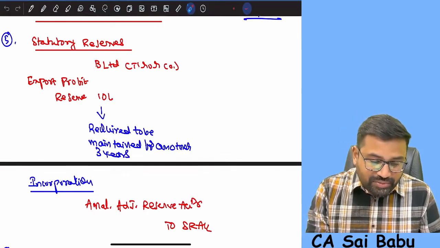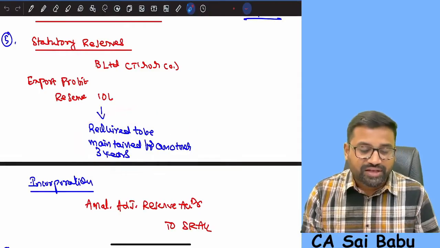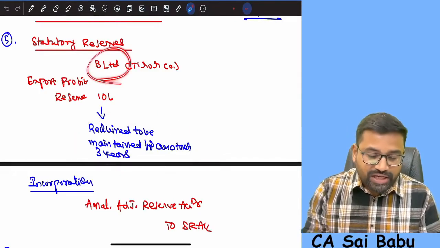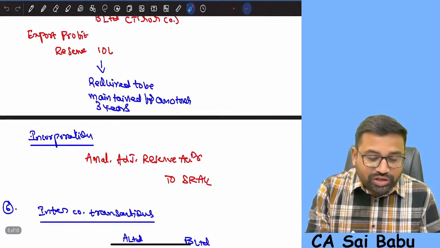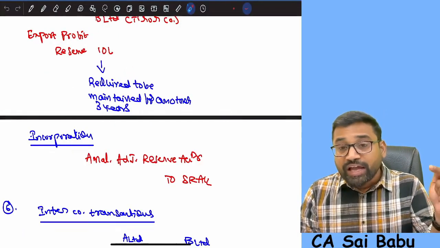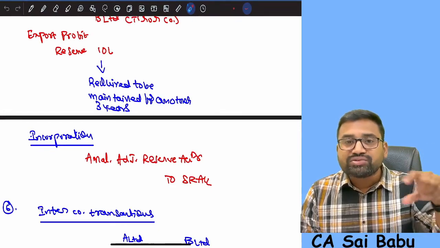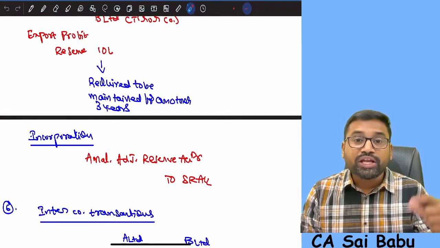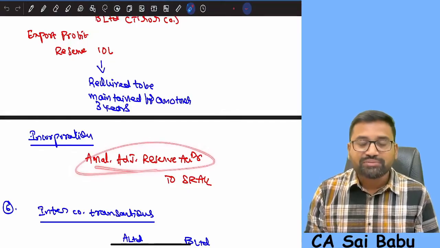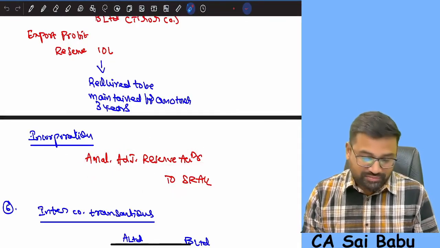Suppose there is a reserve in B Limited, export profit reserve, which is a statutory reserve required to be maintained for another 3 years. Now imagine A Limited is taking over B Limited. Now A Limited has to incorporate the statutory reserves in its books. See, I need to incorporate the reserves of the transferor company, but my own reserves should not get affected by it. So how can I do that? By creating a dummy reserve. So therefore, I will debit the amalgamation adjustment reserve account and credit statutory reserves.